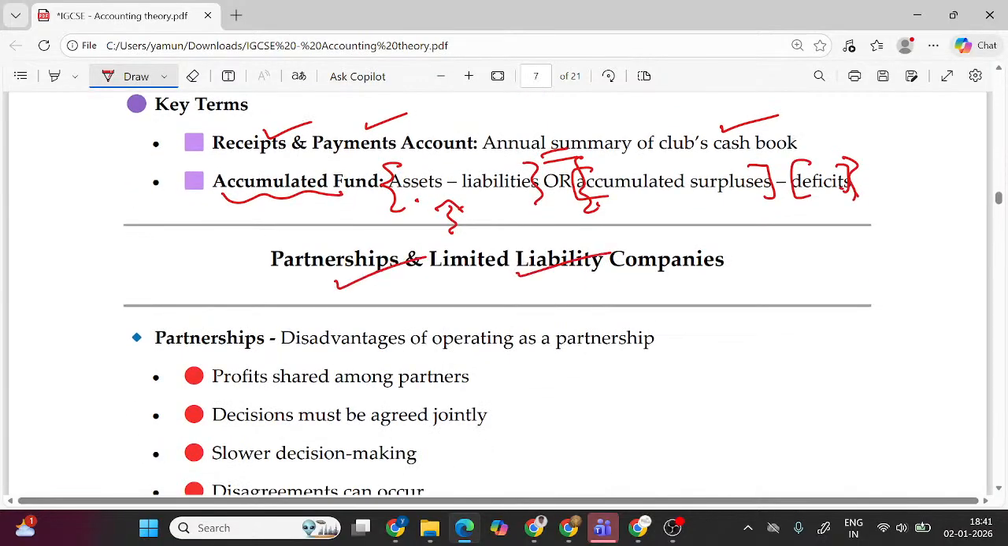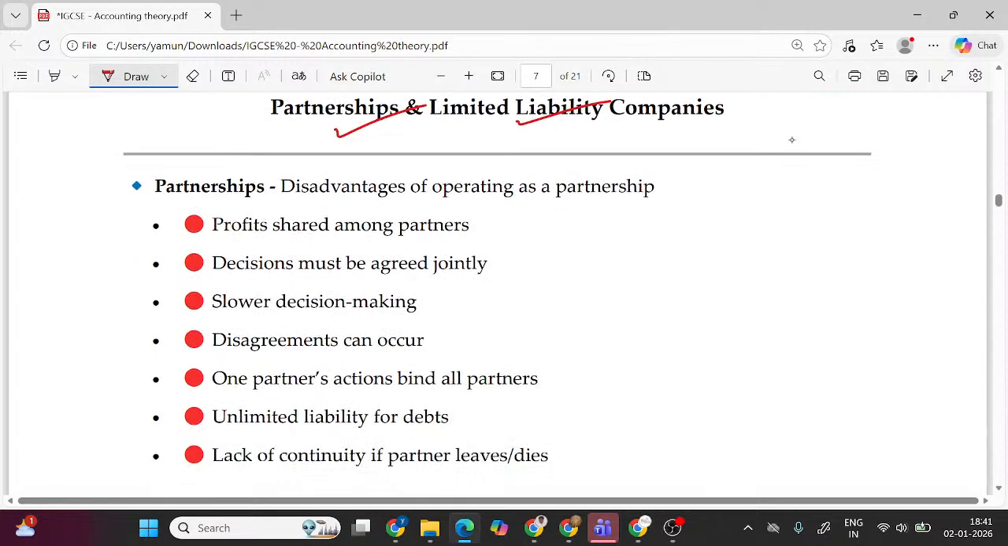Partnerships and limited liability companies. Already all these contents I remember we have done in business studies, right? Partnership: disadvantages of operating a partnership. Profit is shared among the members. There are 3 partners, X, Y, and Z. Who is sharing? X is doing all the business. Okay, he's not sleeping at night at all. He's doing all the business, taking care of the business. But who is sharing the profit? Y and Z, because they say we also have invested in the business.